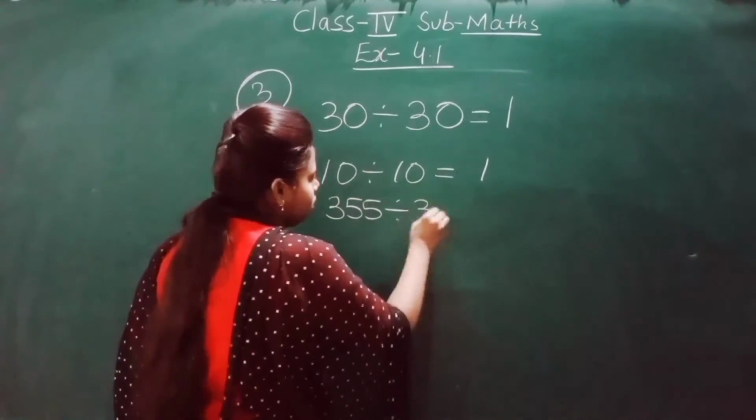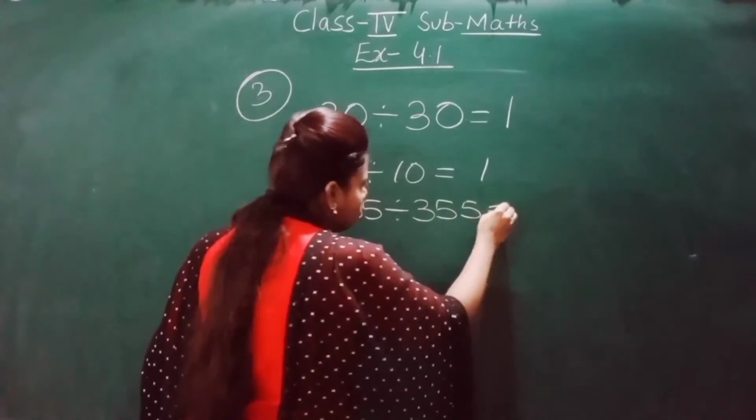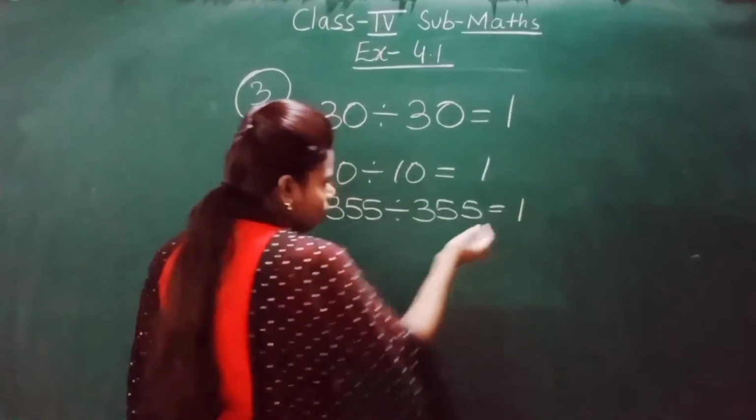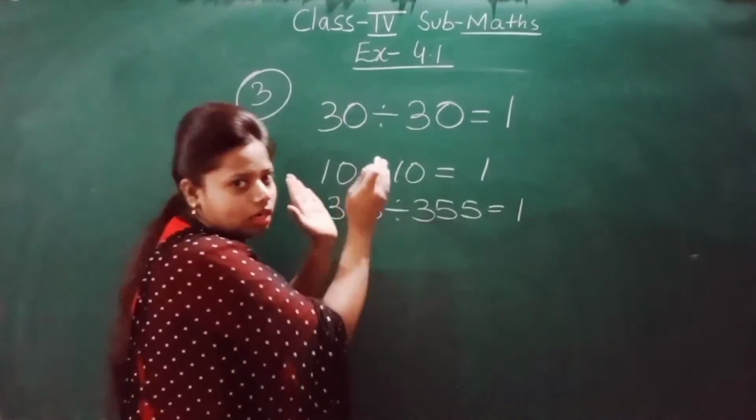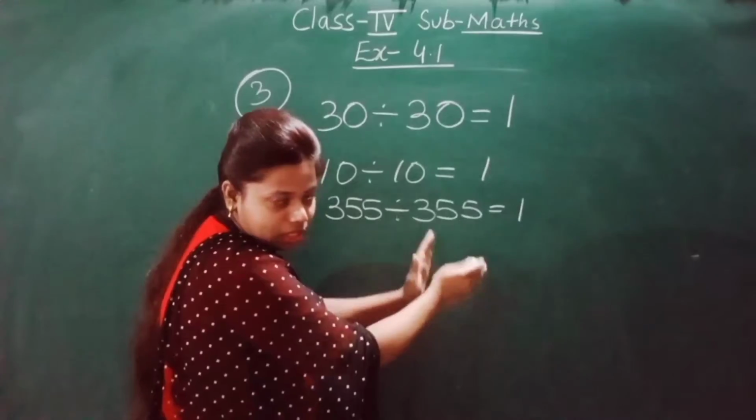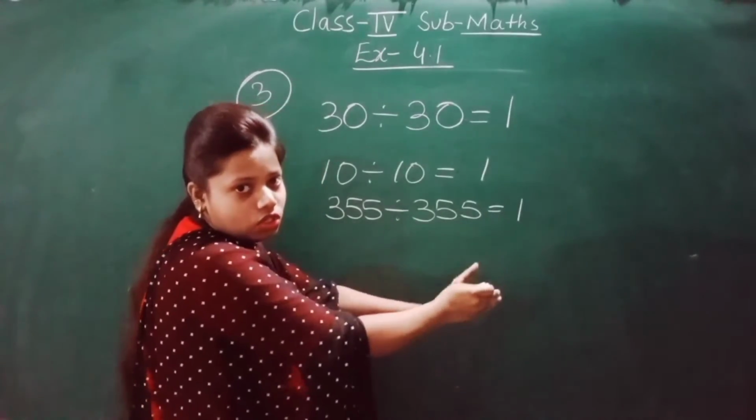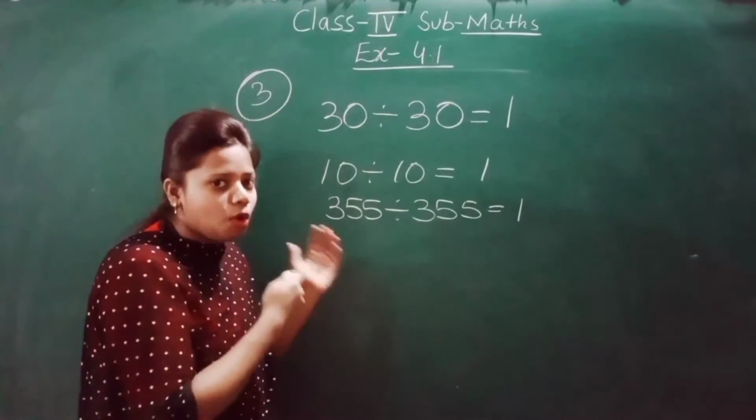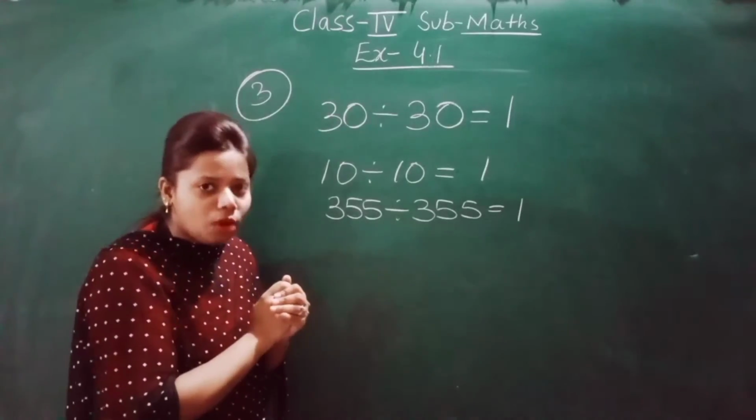395 divided by 355. So what will be the quotient? 1. Any number divided by itself, the same number should be there. So what will be the quotient? 1. Okay, so this was property number 3. Now what is property number 4?